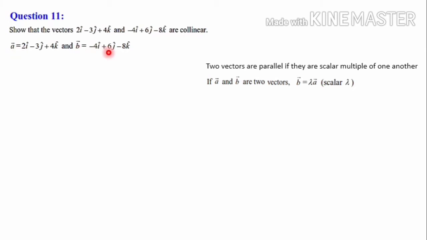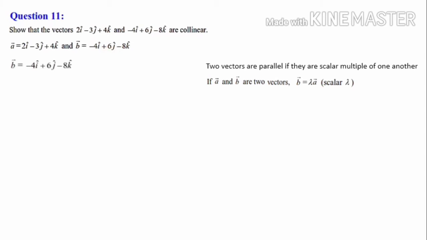Here I have got B after multiplying minus 2 with the vector A. If I multiply minus 2 with the vector A, minus 2 into 2 is minus 4i, then minus 2 into minus 3 is plus 6j, then plus 4 into minus 2 is minus 8k cap. So vector B is equal to minus 4i cap plus 6j cap minus 8k cap.